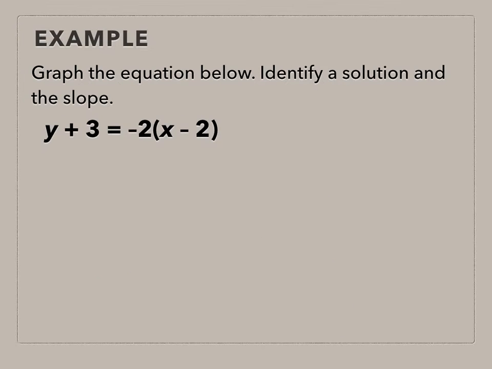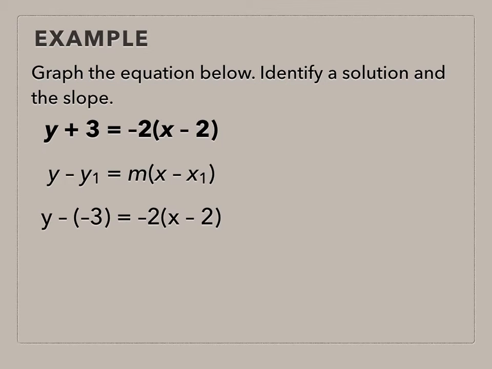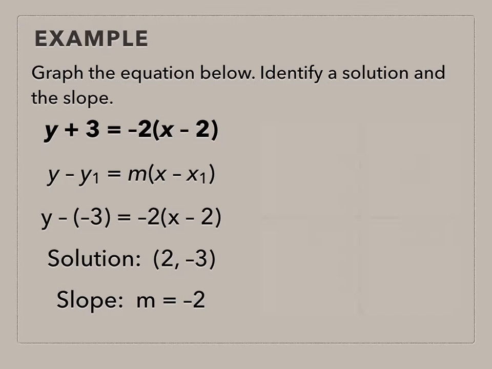Here I've given you an equation, and I'm asking you to graph it. Now, there's two approaches. We could simplify it and write it in slope-intercept form and graph it that way, or we could think about our point-slope form of the line. We could rewrite our equation as y minus a negative 3 equals m, in this case negative 2, times x minus 2. So a solution, or a point that this line passes through, is 2 comma negative 3. The slope will be negative 2, and we can graph this now.